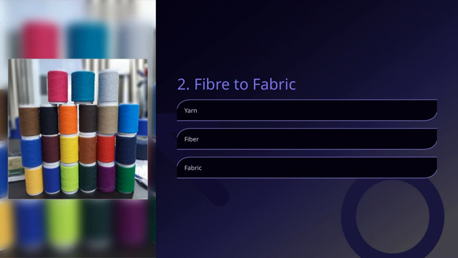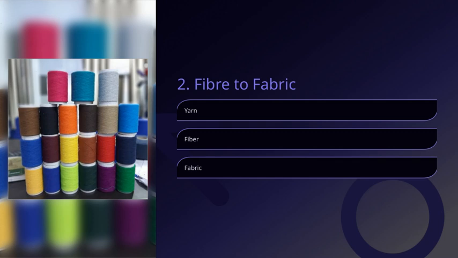Let's take a closer look at the process of fiber to fabric. It all begins with fibers, which are the basic building blocks of textiles. These fibers can be natural, like cotton or wool, or synthetic, like polyester. The next step is turning these fibers into yarn, which involves spinning the fibers together to create a continuous thread. This yarn is then woven or knitted to produce fabric. Understanding this sequence helps us see how raw materials transform into the textiles we use every day. This process is fundamental to the entire textile industry and ties directly into the theme of how raw materials become finished products.